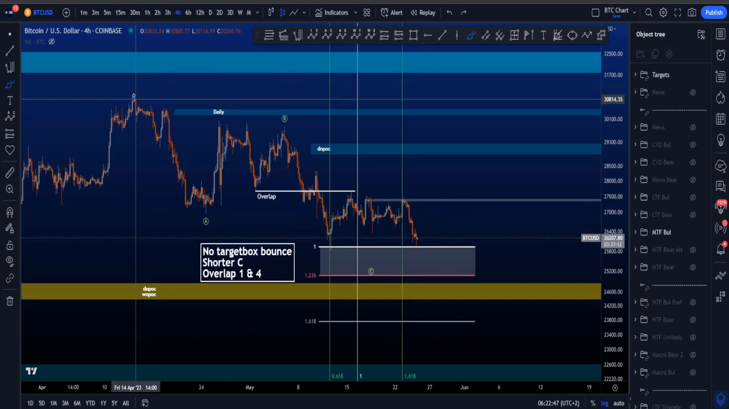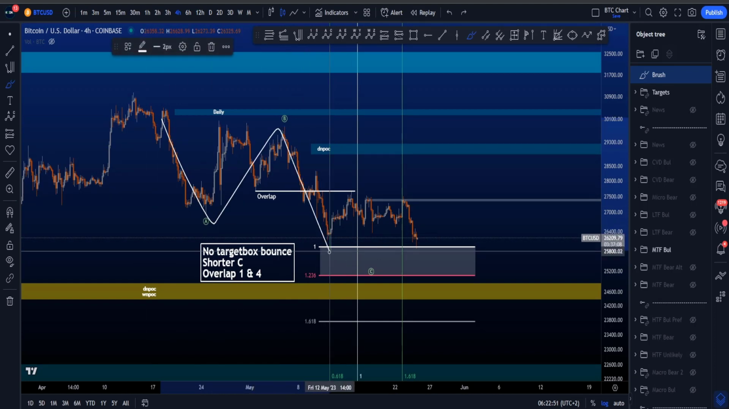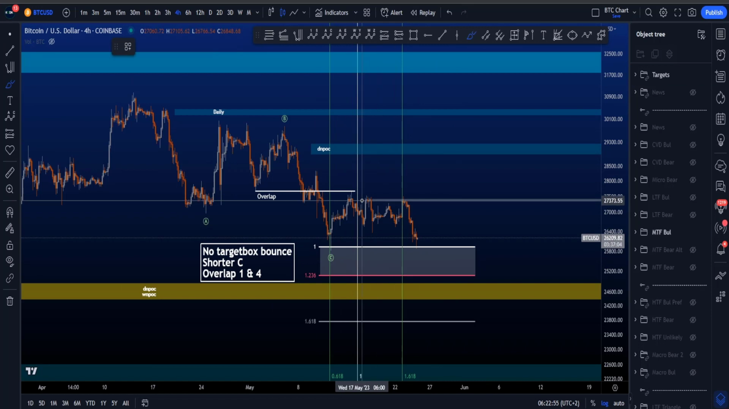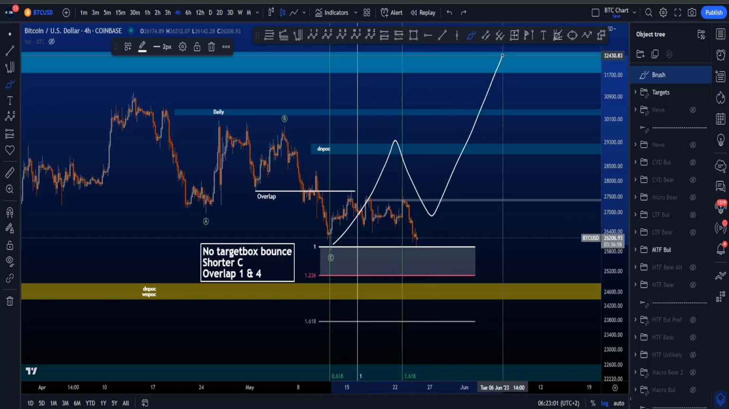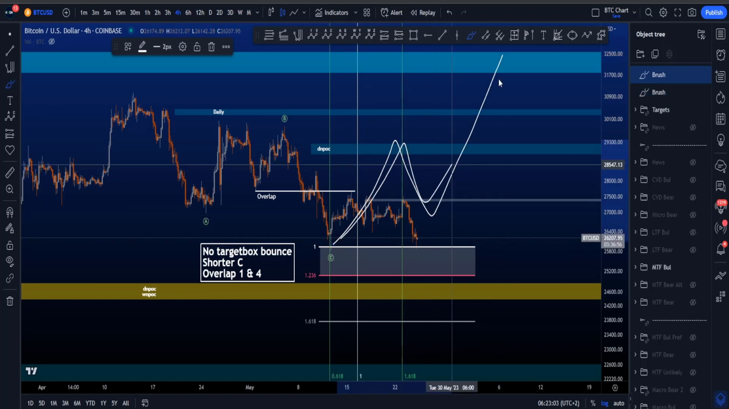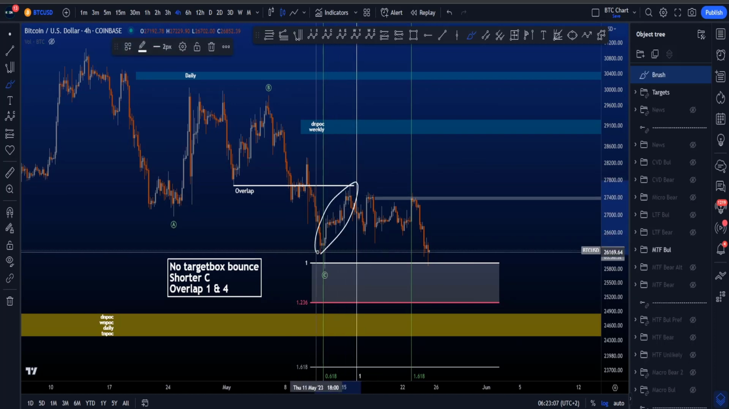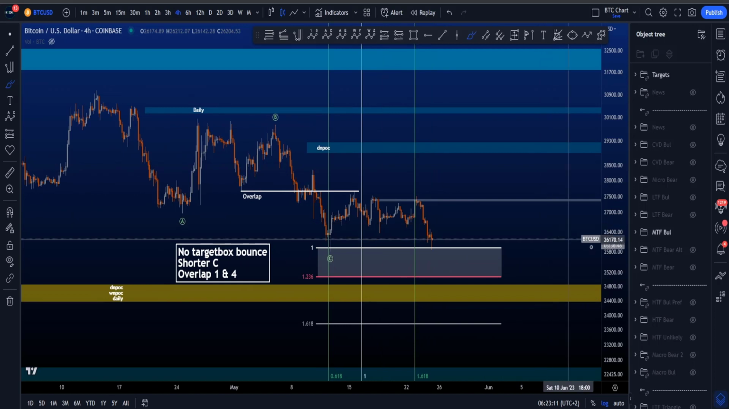So if this is already a finished ABC, and this being an AB and then wave C moving to the left low over here, then what you want to see is a continuation to the upside in an impulsive structure. So you want to see a 5-wave move up, 3 waves down, 5-wave moves up, and then a 1, 2, 3. However, on the lower time frame counts, this looks very much like a 3-wave structure and not a 5-wave structure, which is not really something you like to see.